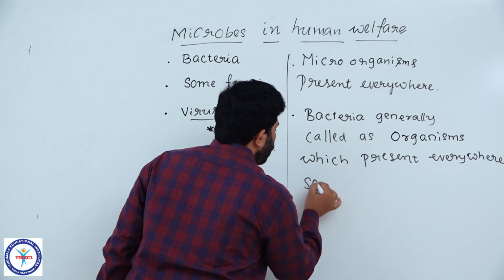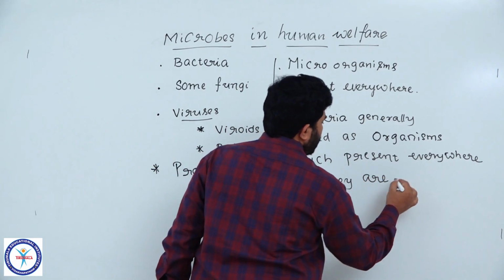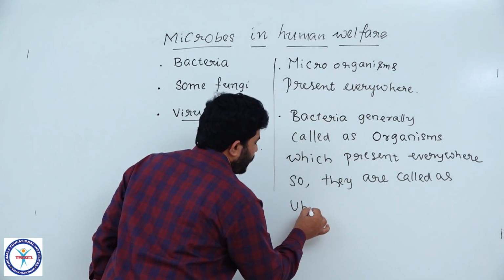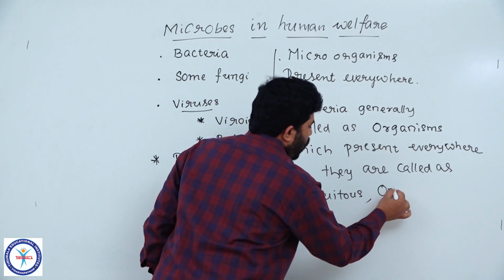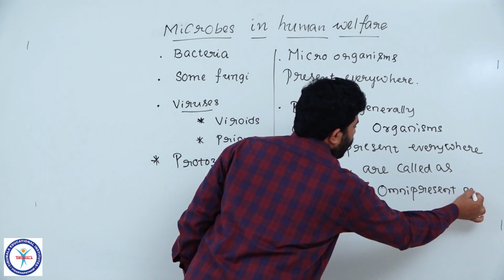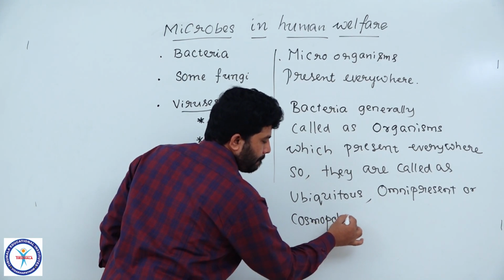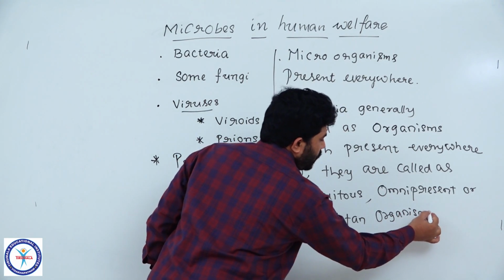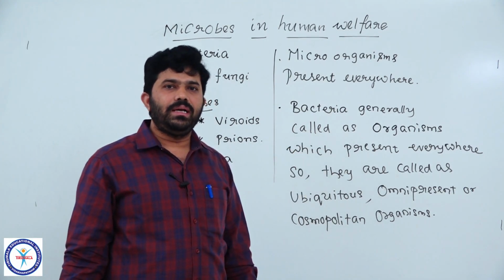So, they are called ubiquitous, omnipresent, or cosmopolitan organisms. So, this is the information about bacteria.